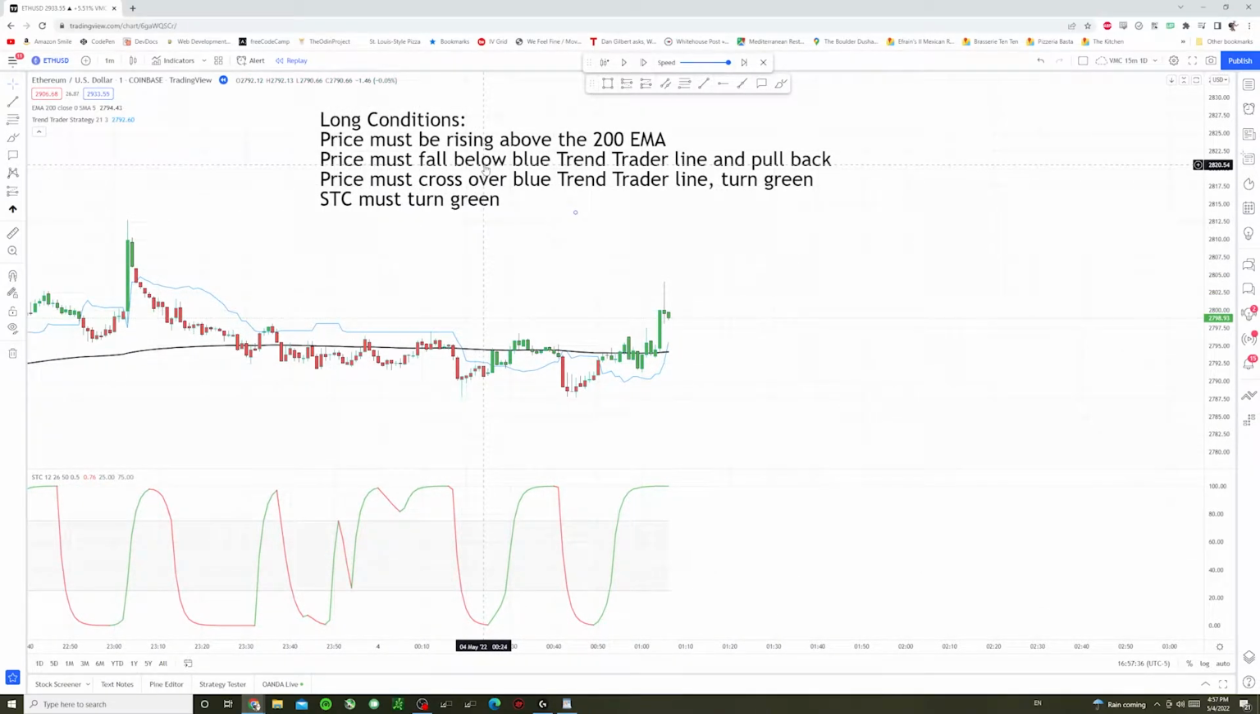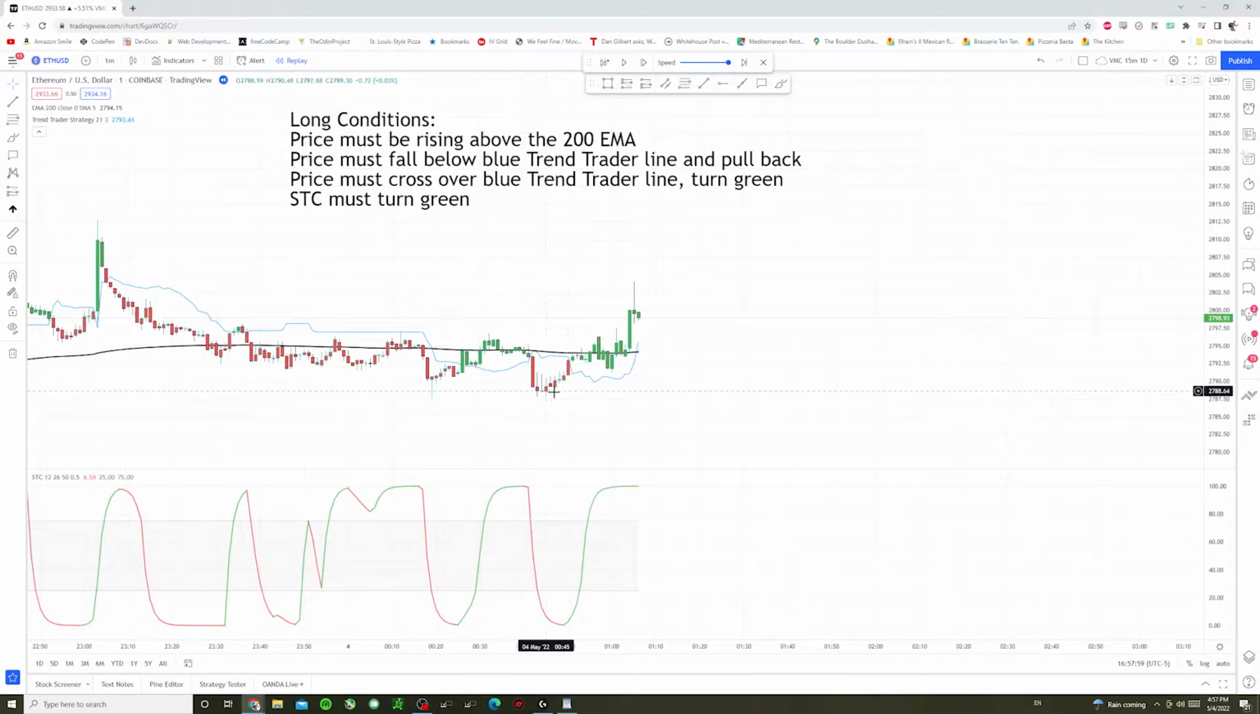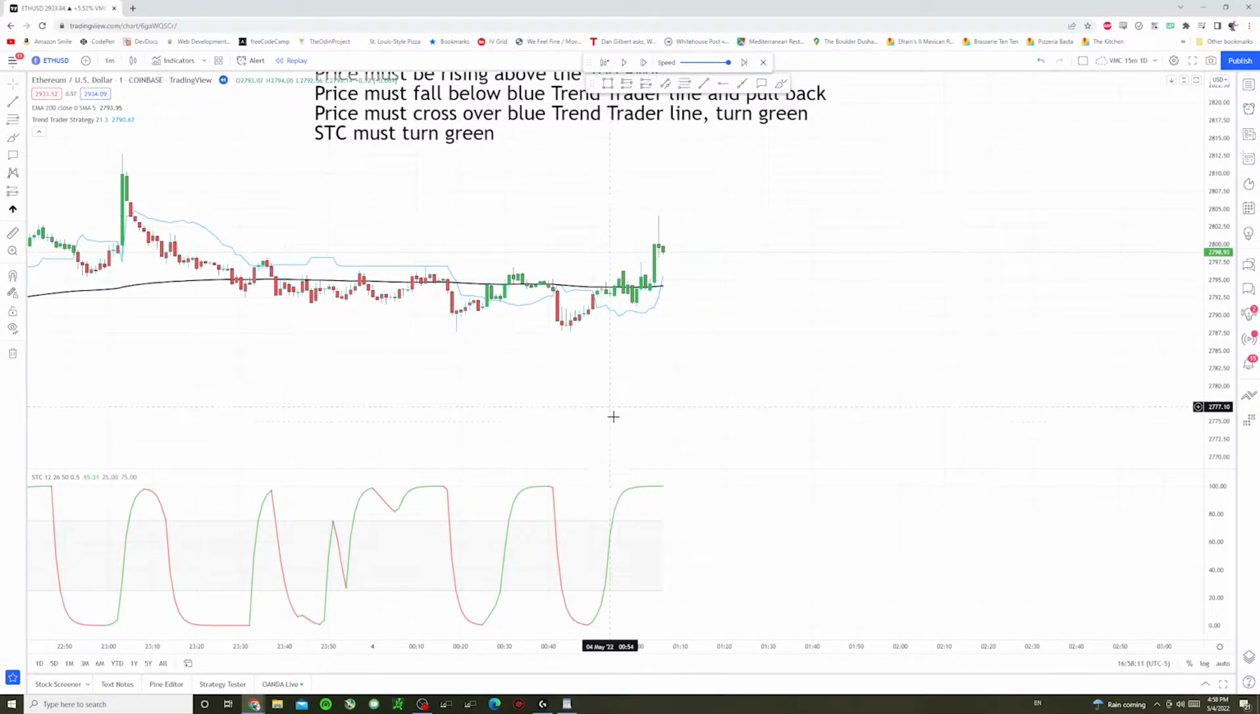Price must also fall below the blue trend trader line and enter a pullback. This right here would be a pullback below this trend line, blue trend trader line. And you'll notice the bars do repaint red when it falls below. And you'll notice that when it rises above and closes above that blue line, they will flip green. So we're basically just looking for these candlesticks to turn red, cross back over the blue trend trader line and turn green. We are then looking for the Schaff Trend Cycle to turn green, which we do have here.